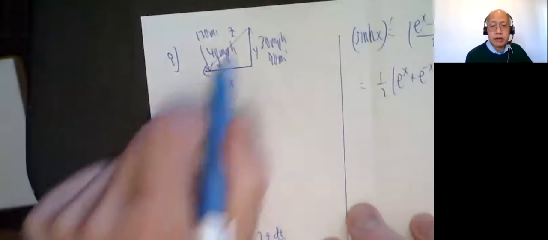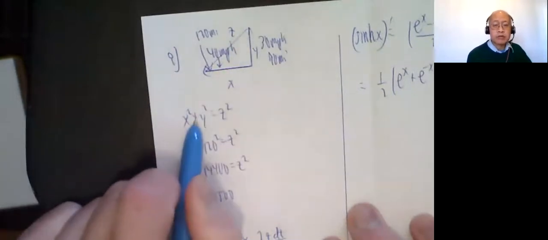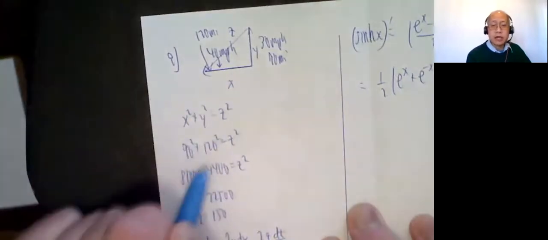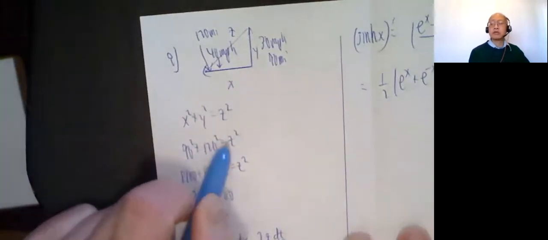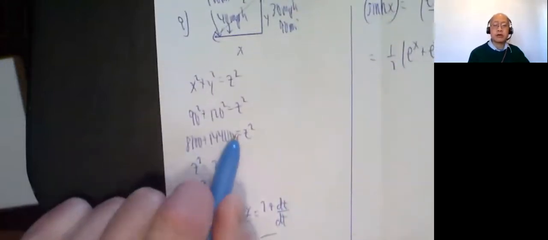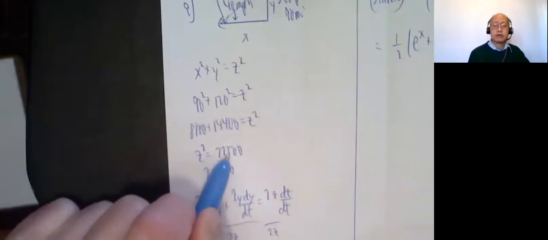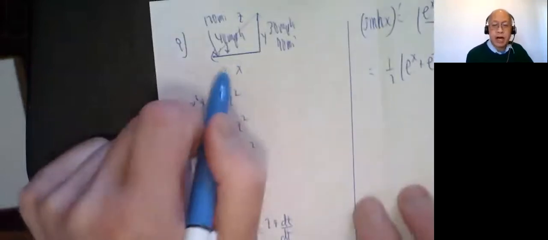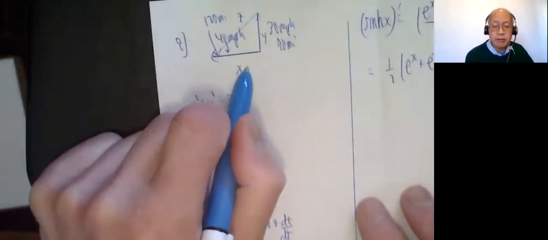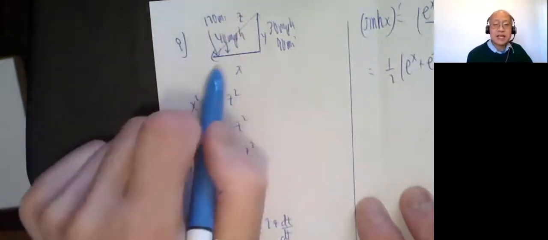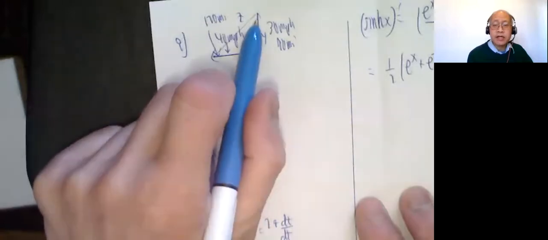All right, using my Pythagorean theorem to figure out the z, x squared plus y squared equals z squared. I know this is 120. I know this is 90. So 90 squared plus 120 squared equals z squared. 8100 plus 14,400 is z squared. Z squared is 22,500. Take the square root. Z is 150 miles. Okay, so I have x is 120 miles, y is 90 miles, z is 150, dx/dt is 40, dy/dt is 30, and solve for dz/dt.